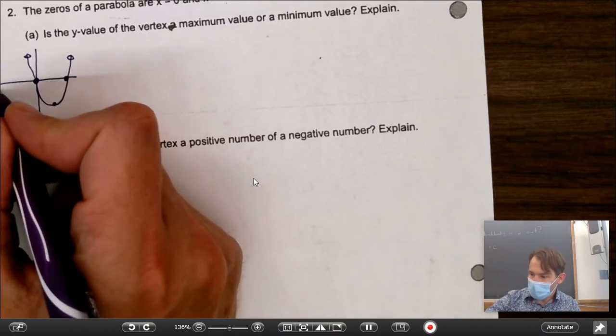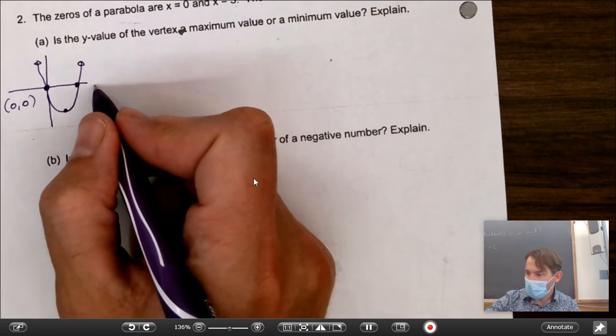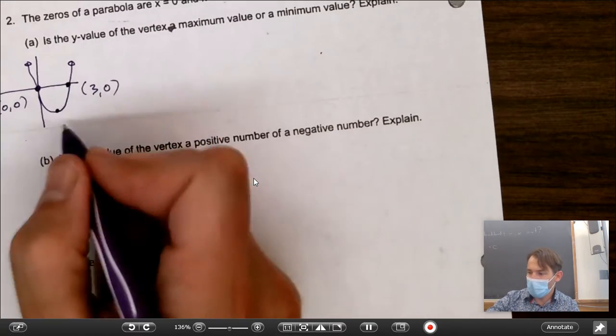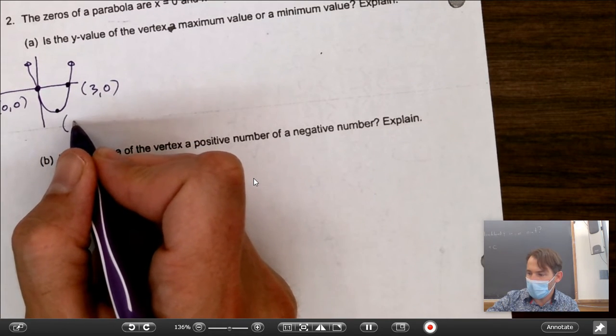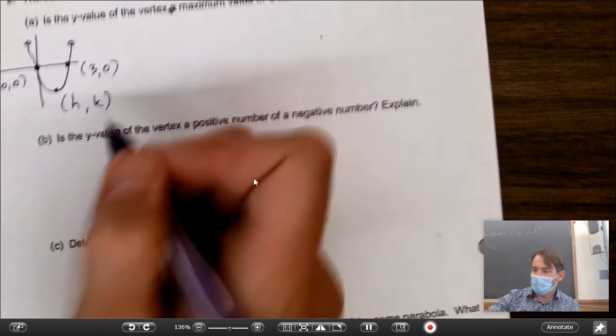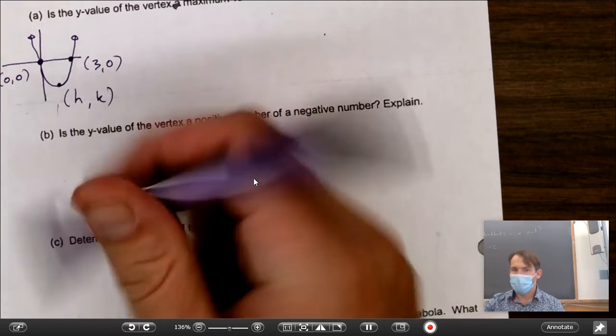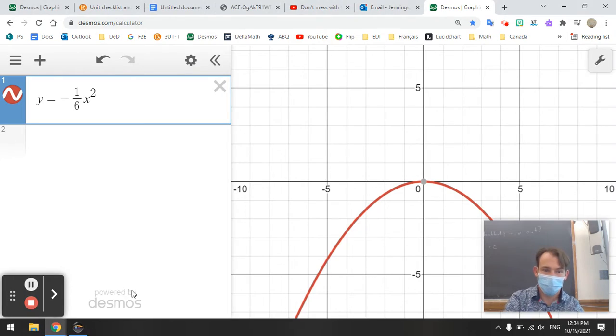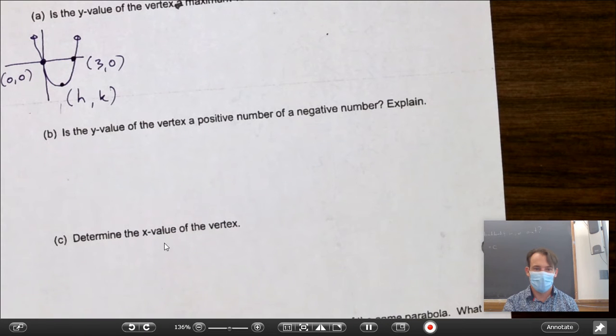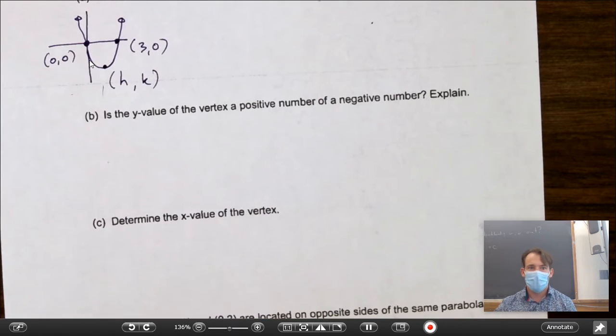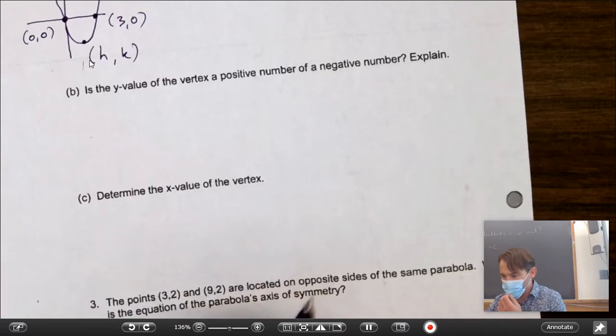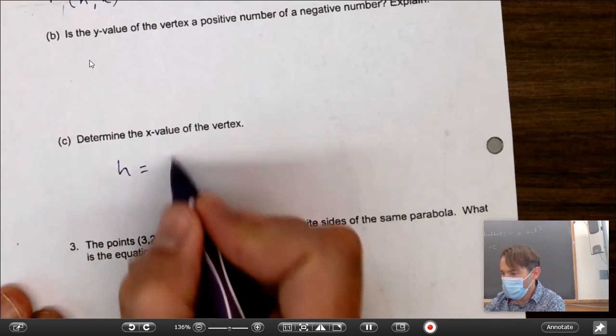I'll label them. 0, 0 is one root, and 3, 0 is the other root. So the vertex, we usually call that h and k. K could be any negative number. Where were we? Oh, yes, we want to know the x value of the vertex. If they're here 0, 0, and 3, 0, where would the x value be? Yeah, 1.5. Half of 3 plus 0 is 1.5. The average of 3 and 0 is 1.5. So h is equal to 1.5.